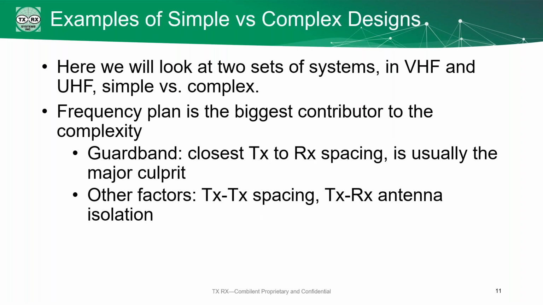Now we will take a closer look at two sets of examples with simple designs versus the complex designs. As I mentioned earlier, the biggest contributor to a system's complexity is the frequency plan. The most important thing to look for is the guard band, which is defined as the spacing between the closest TX signal and the closest RX signal. Other important factors are the TX to TX spacing and the TX to RX antenna isolation. In general, the greater or larger these three numbers are, the easier it is to design a system.